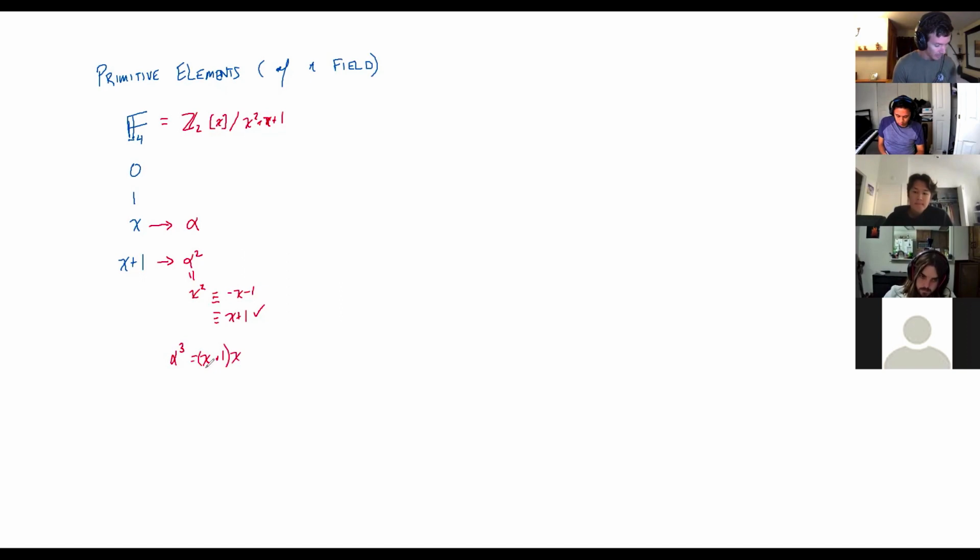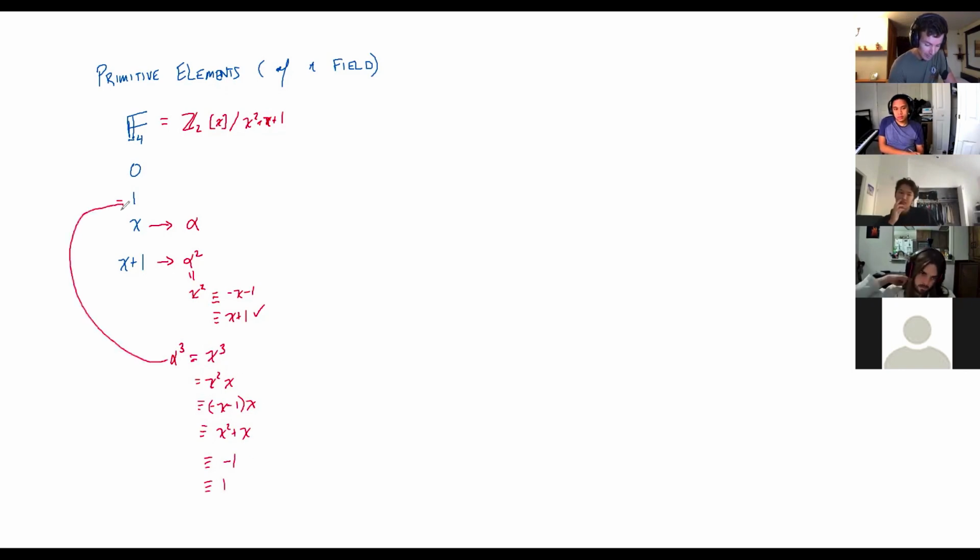Well, let's do it. Let's do it the real way. Real way, whatever. We're talking about hot dogs and hamburgers. There's nothing real. X to the 3, and this is what? X squared times x, which is negative x minus 1, sorry, equivalent to negative x minus 1 times x, which is equivalent to x squared plus x, which is equivalent to negative 1, which is equivalent to 1. Okay, so alpha to the 3 actually brings us back to here.